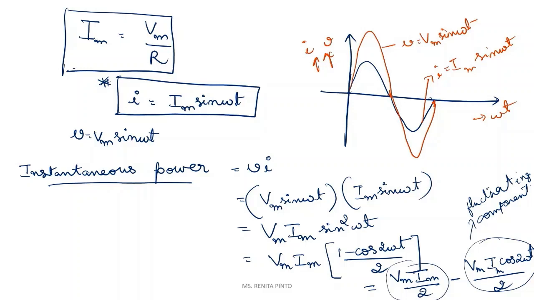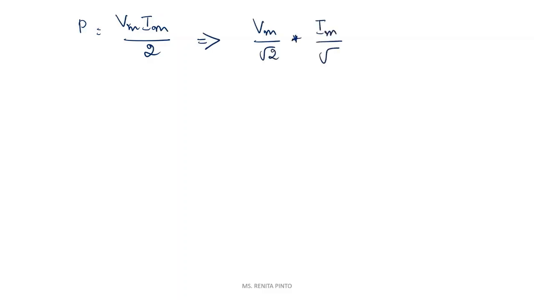Therefore, I am going to only consider one of the components, that is Vm into Im by 2. So P is equal to Vm into Im by 2. Now, I can write this component also as Vm by root 2 into Im by root 2, right? You know that 2 also can be written as root 2 into root 2. So therefore, I have written it like this.